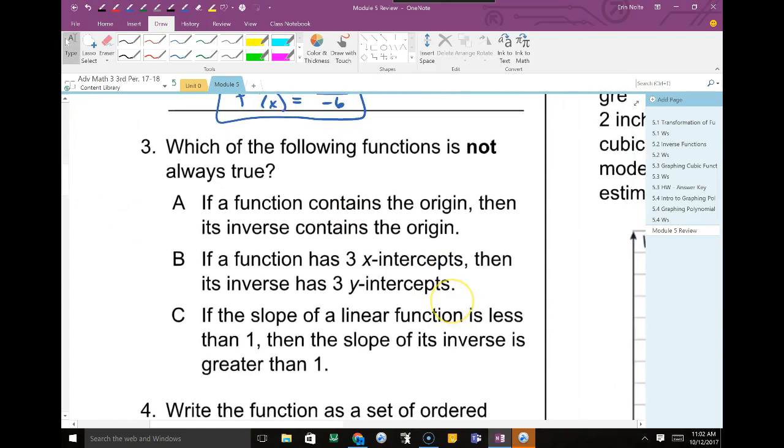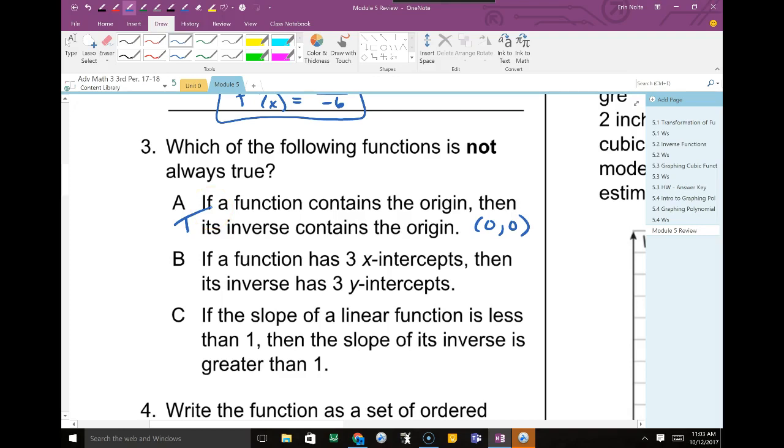Easy peasy. All right, which of the following functions is not always true? If a function contains the origin, then the inverse function contains the origin. So what is the point or the ordered pair for the origin? 0, 0. So how do you decide things about inverses when points are involved? You switch the x and the y, right? So what would the inverse point of 0, 0 be? 0, 0. So would you agree with this statement or not? I would agree with this. So this is a true statement.